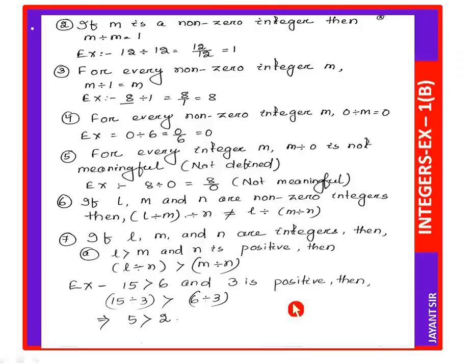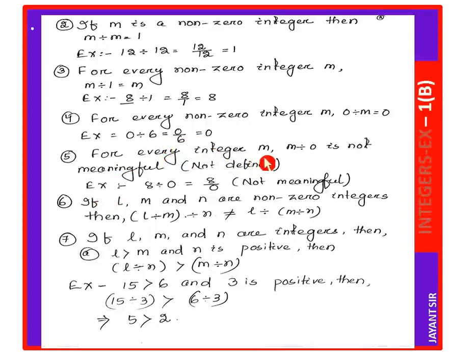Next, if m is a non-zero integer, then m divided by m equal to 1. Example, 12 divided by 12 equal to 1. Next, for every non-zero integer m, m divided by 1 equal to m. Example, 8 by 1 equal to 8 only. For every non-zero integer m, 0 divided by m equal to 0. Example, 0 by 6 equal to 0.